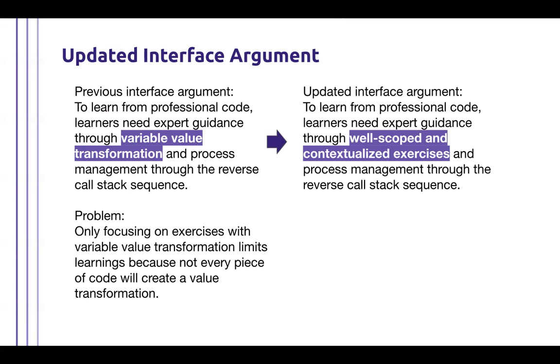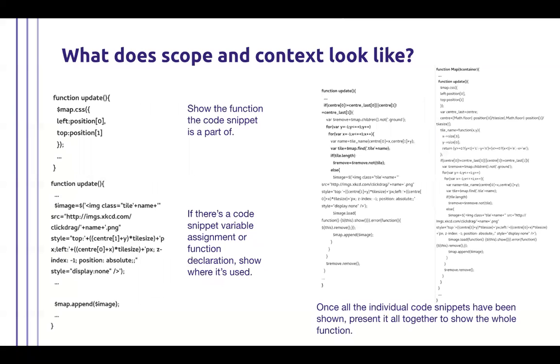To learn professional code, learners need expert guidance through well-scoped and contextualized exercises and process management through the reverse call stack sequence. So what does scope and context look like? Scope means small enough exercises that learners are able to focus and understand the granular details of the piece of code that is right in front of them without being overwhelmed.